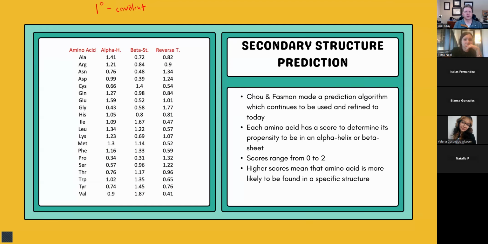Now, our secondary structure is going to be backbone hydrogen bond interactions. Now, it's important to remember that the secondary structure is backbone.